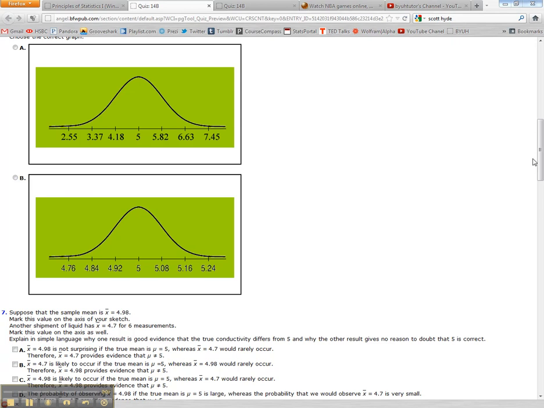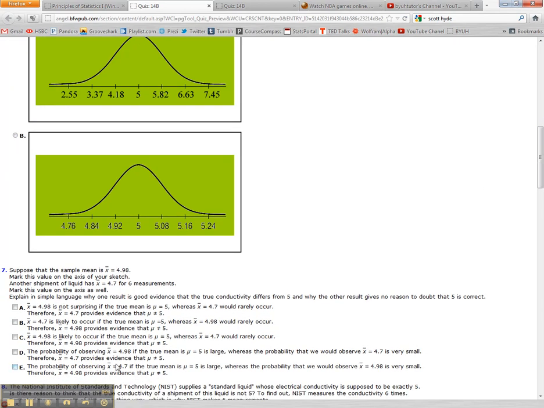14b, number 7. In order to do number 7, you need to do number 6, obviously. Some of these questions in Stats Portal are sequential, so you need to do the previous question to have a remote chance of getting number 7 right. Number 6, I'm just going to give it to you. Number 6 is B.